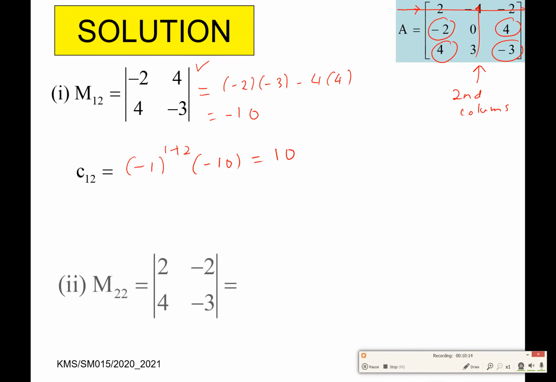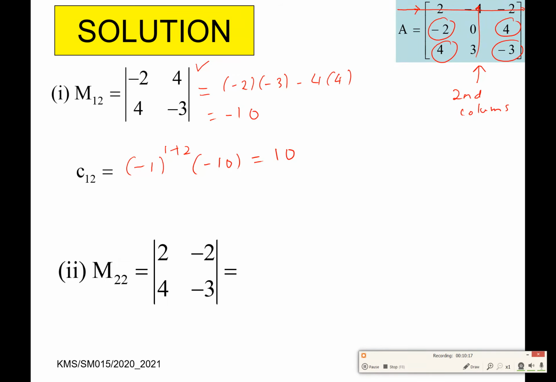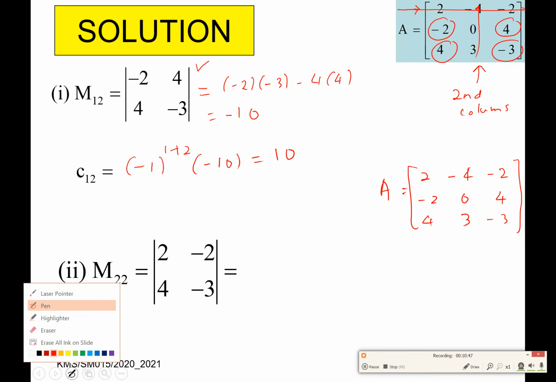Okay. Go to the second part. Minor 2, 2. Okay, so minor 2, 2, let's say you do this by your own. This is 2 minus 4 minus 2. This is minus 2, 0, 4. This is 4, 3, negative 3. So 2, 2 means, you can check 2, 2.